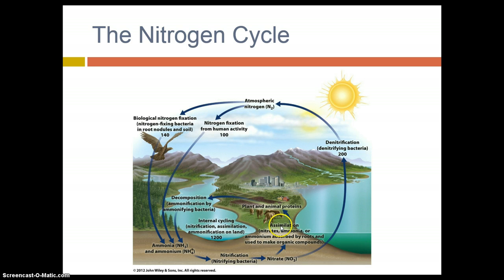Assimilation, the process by which the roots of plants absorb nutrients from the soil and assimilate them into their plant bodies, is the only step in the nitrogen cycle that does not require bacteria. Now that nitrate is in plants, it is available to animals for consumption.